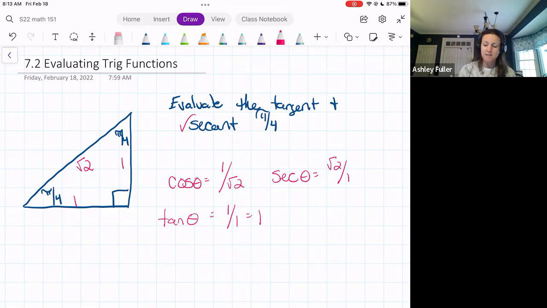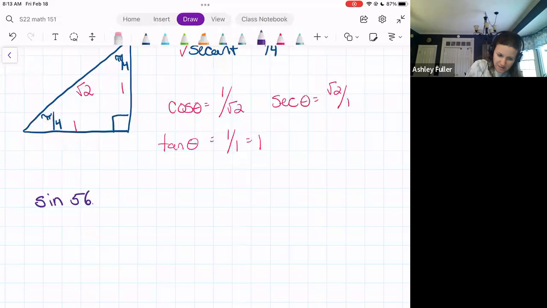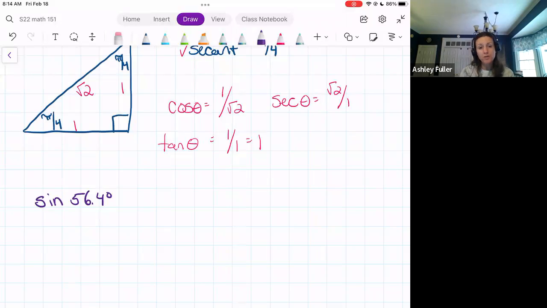Please recognize that sometimes these ratios are not that simple, and we need to be able to calculate these trigonometric functions on a calculator as well. If it's not a simple angle, suppose we have something like the sine of 56.4 degrees, it's important that you know what mode your calculator is in.